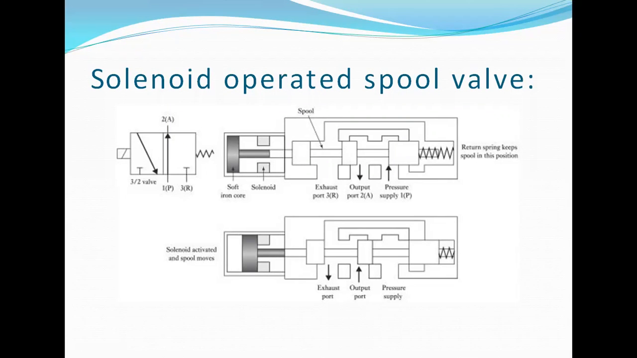Coming to the numerator, how many ports do we have? One port, two ports, and three ports. There is no fourth port here. Here also there is no port, and hence three ports exist. Hence we will nomenclate this as a 3 by 2 way control valve. In which way is it being controlled? Solenoid control. The first one is solenoid operated. So 3 by 2 way solenoid operated spring return.